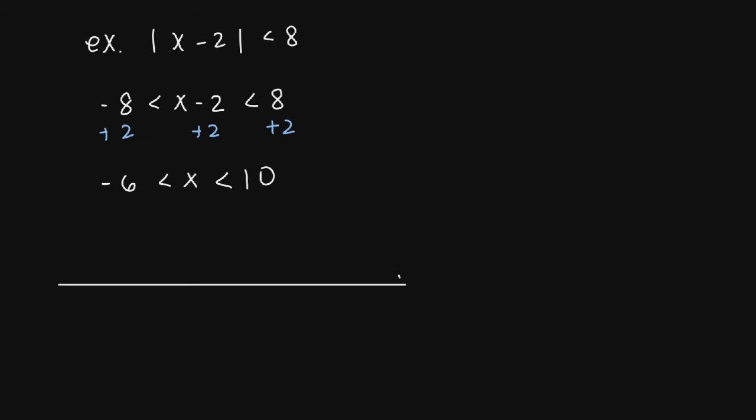So now to graph, I'm going to draw a number line. Make sure to include the numbers negative 6 and positive 10. So I'm going to count by 2's. So that'll be negative 4. This is negative 2, 0, 2, 4, 6, 8, 10. So both of these are going to have open circles at negative 6 and at positive 10. And it's an "and" inequality, so we'll be shading in the middle. There you go.